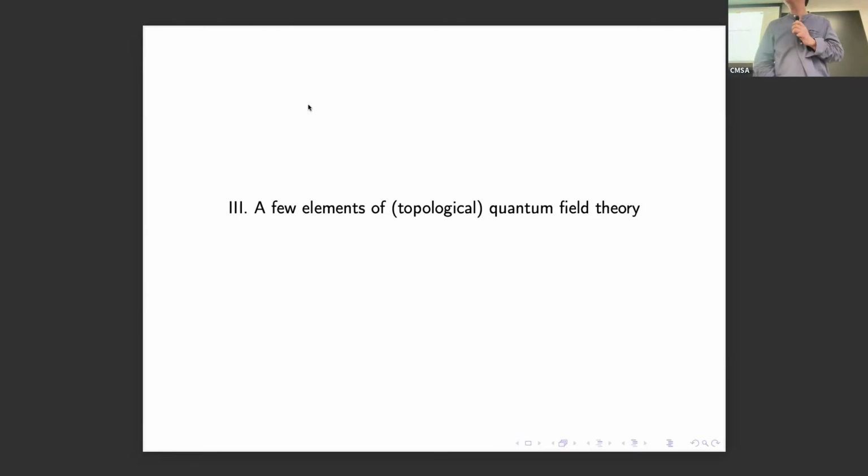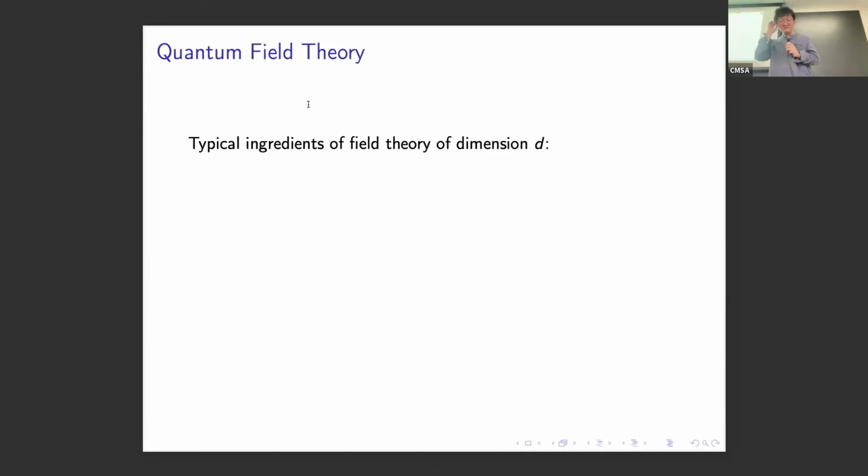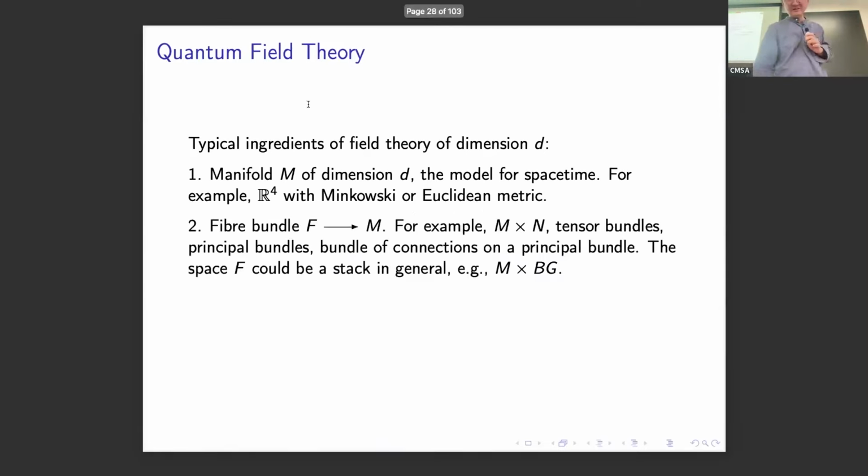An amateur's review of field theory: you have a field theory of dimension D, a manifold of dimension D, a model for space-time. Then you have typically a fiber bundle over M. For example, the important case is just a product bundle. There might be tensor bundles, principal bundles, bundles of connections on a principal bundle, or it could also be a stack.